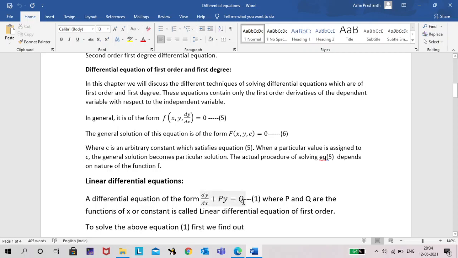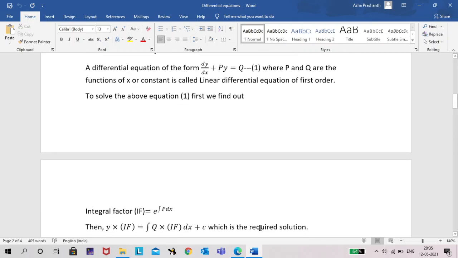Okay, how to solve this equation? First, we should find out the integral factor. After finding the integral factor, we should find out the general solution of this. How to find out the integral factor? The integral factor can be represented as IF. IF is equal to e to the power of integration of p into dx.